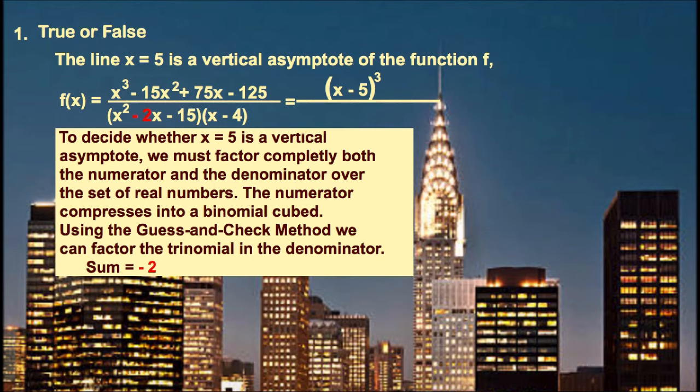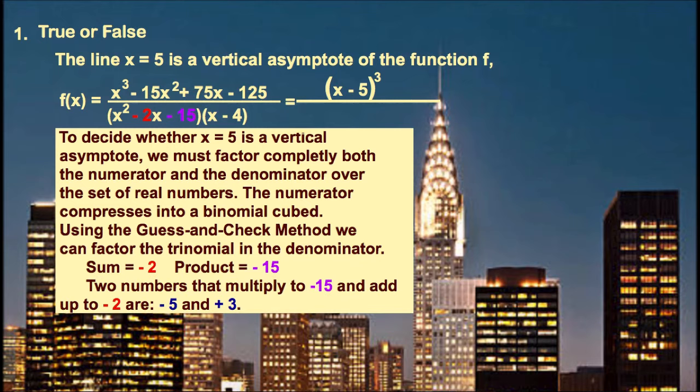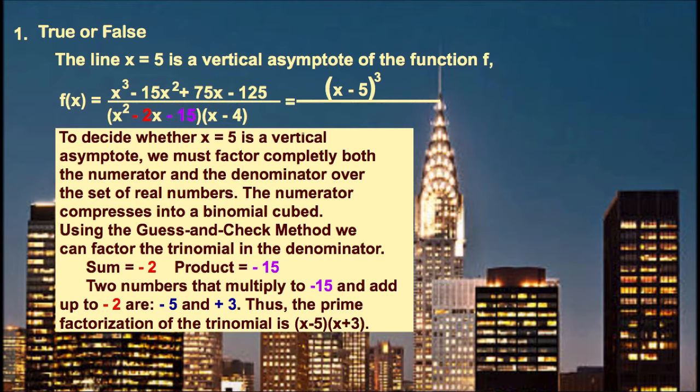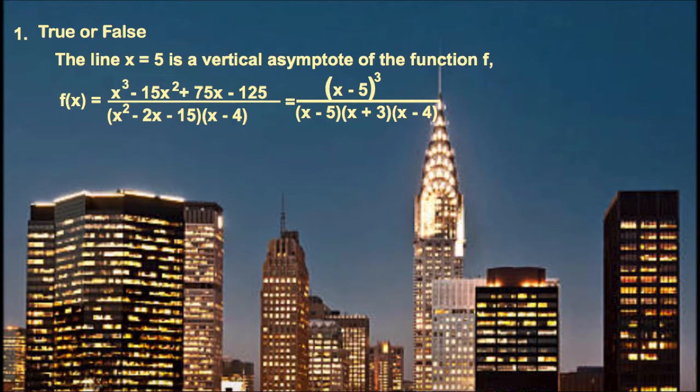Sum equals -2. Product equals -15. Two numbers that multiply to -15 and add up to -2 are -5 and +3. Thus, the prime factorization of the trinomial is the quantity x minus 5 times the quantity x plus 3. At the denominator, we have the quantity x minus 5 times the quantity x plus 3, finally times the quantity x minus 4.